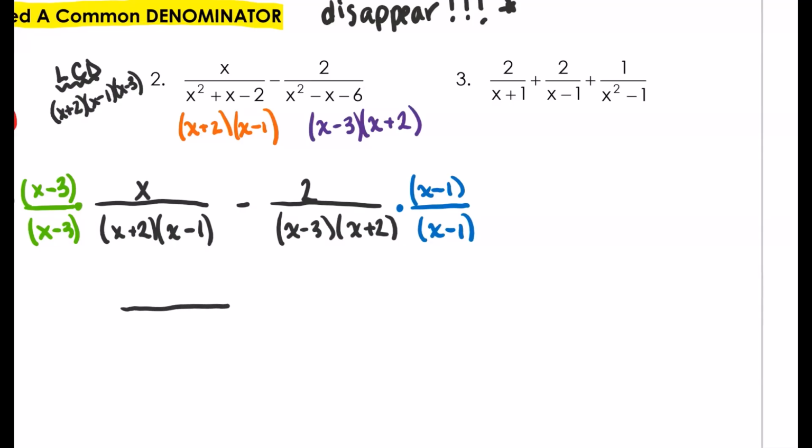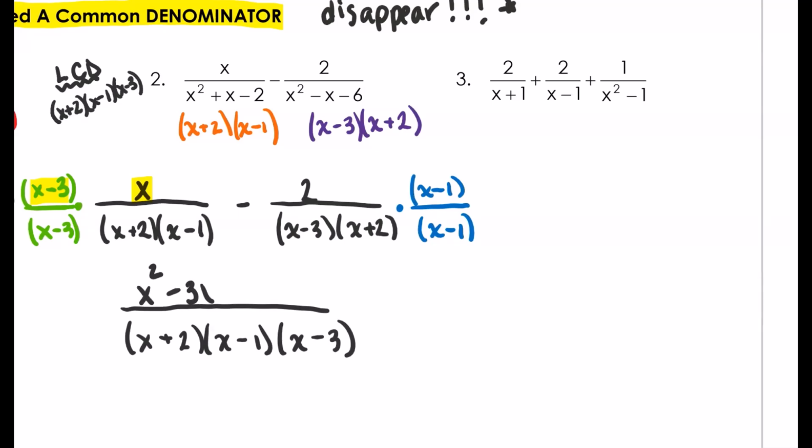So then I end up with my denominator of x plus 2, x minus 1, x minus 3. And then my numerator, notice that my first fraction is x minus 3 times x. So then that becomes x squared minus 3x. And then my second fraction is a negative, so don't lose that, negative 2 times the x minus 1. And so that's going to give me negative 2x plus 2.